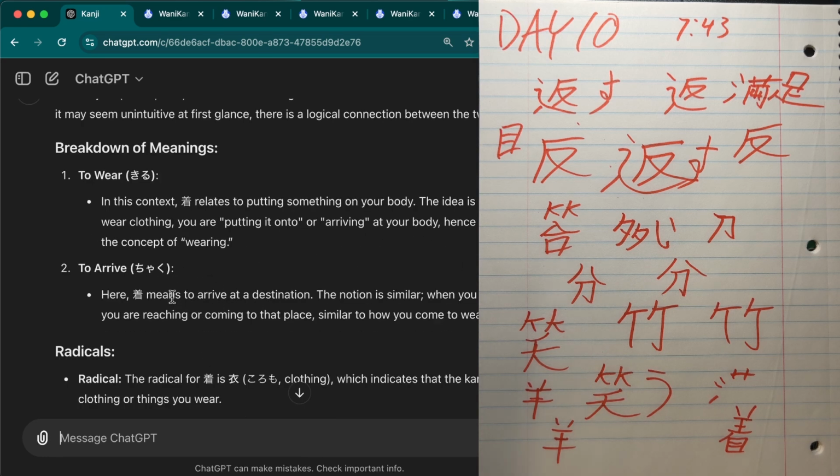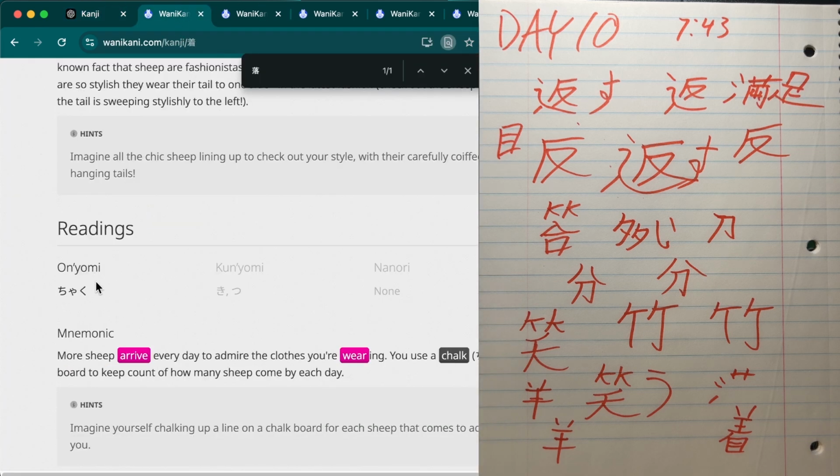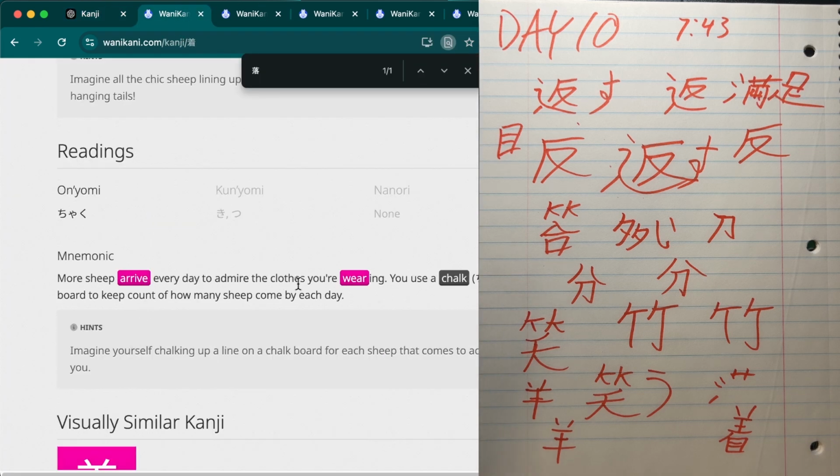Here, why does it say chaku? Is that one of the ways of reading it? Yeah, it is. Chaku. More sheep arrive every day to admire the clothes you're wearing. You can use chalk to keep count.